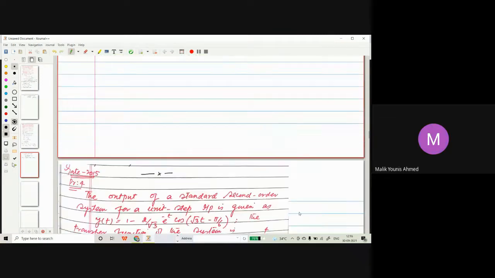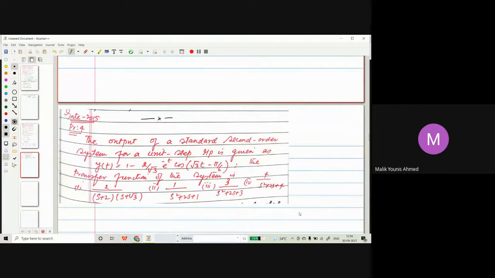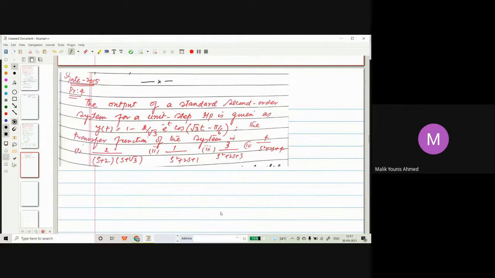So this is the way you have to do it. Or next question. GATE 2015, this has been asked. The output of a standard second order system for a unit step input is given. This is the output, but it's in terms of cos. So you can make it standard, because you know our response is y of t equals 1 minus e raised to the power minus xi omega t divided by root of 1 minus xi square, sine of omega d t plus phi, where phi is tan inverse of root of 1 minus xi square divided by xi. So you can change sine to cos. I'll give you 2 minutes. You need to solve this question.